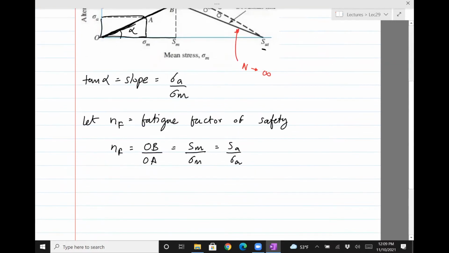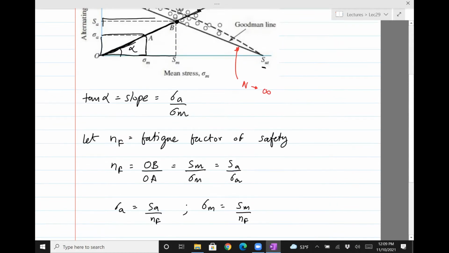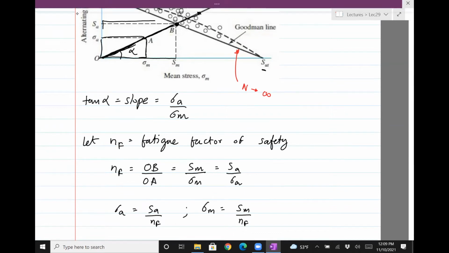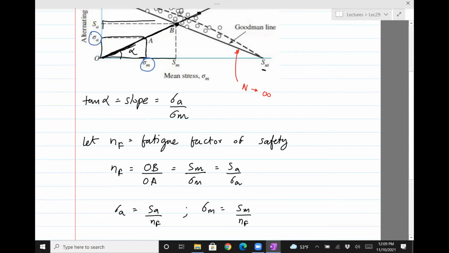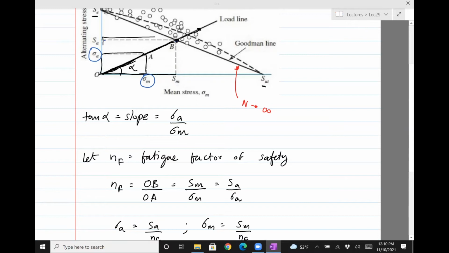So from this we can write sigma A is SA divided by NF, just taking the first and the last equation. We can also write sigma M as SM divided by NF. That's basically identifying the stress you can impose on the element as a function of the maximum stresses SA and SM, which now lie on that curve. Okay, so that's one thing.